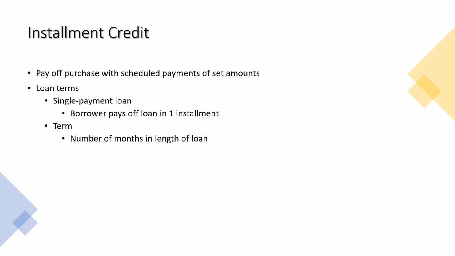So if I had a 30-year loan, I would take 30 times 12, and I get 360. Is that right? So I'd have 360 payments that I would be making. And so the term is 360.